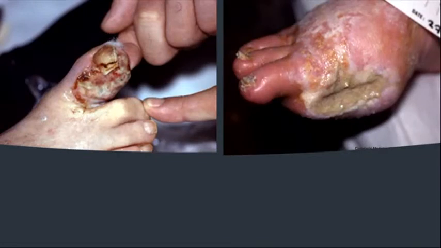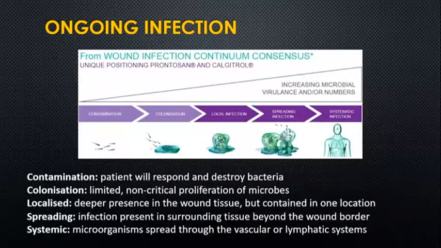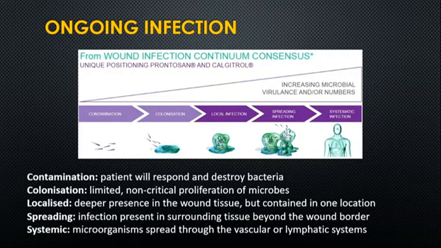The second type of wounds that you might see are wounds looking like this, where the obvious underlying problem is an infection. So infection is a spectrum. You might have contamination, where it's a few bacteria on the surface of the wound, not causing much trouble. You might have colonization, where there is active multiplication of bacteria, but they've not really worked their way into the wound. Or you might have local infection, where the bacteria are present in deeper tissue, spreading infection, where it's spread beyond the wound, and systemic infection.